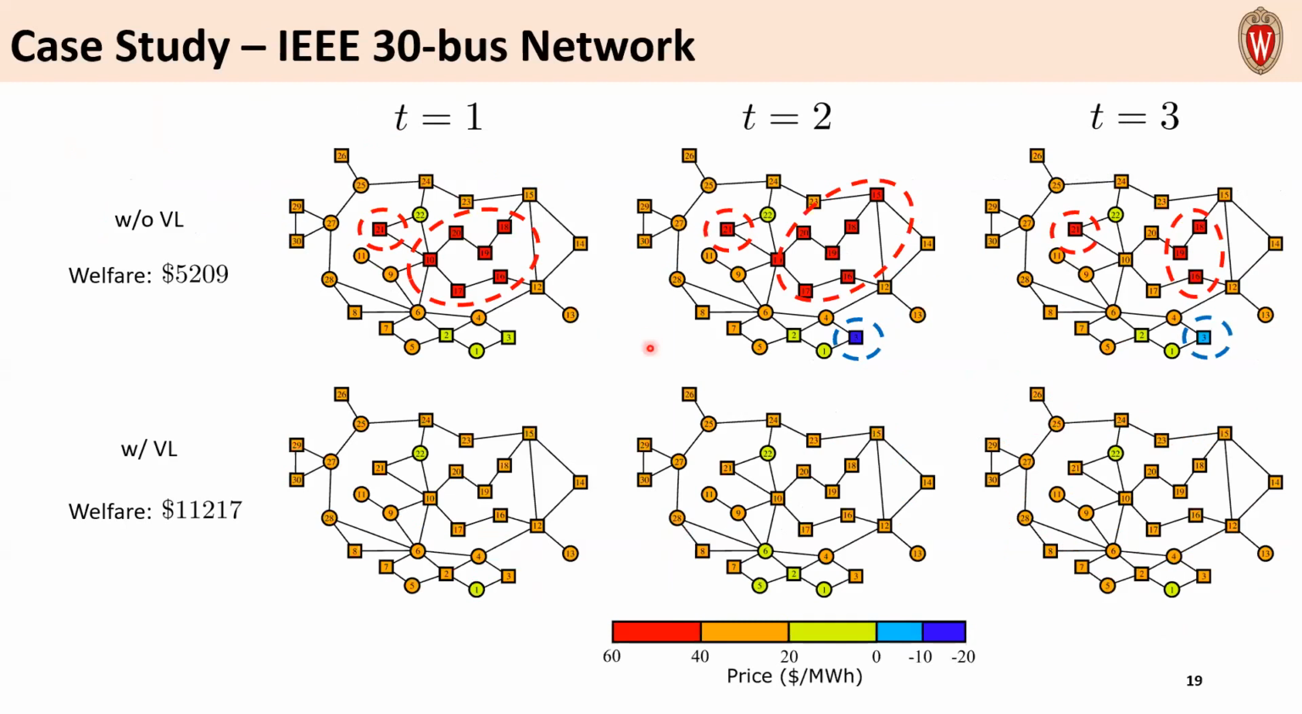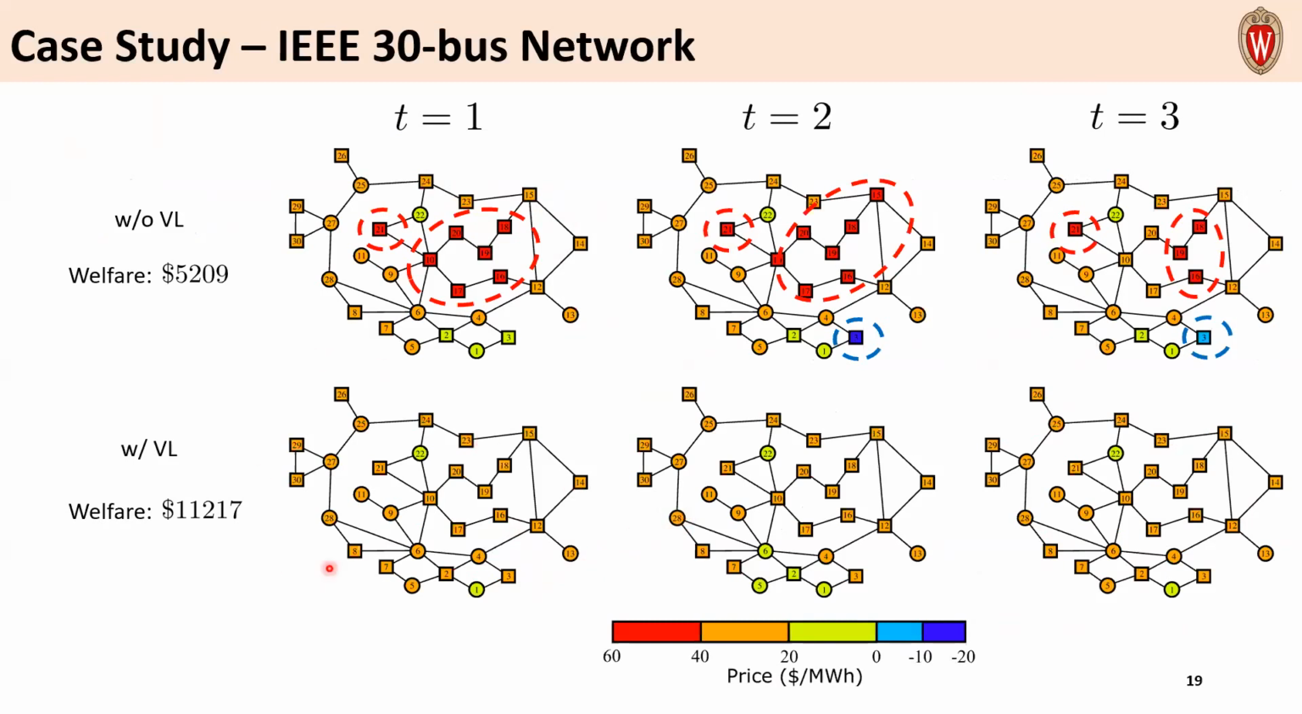In the end, we test the space-time model on the IEEE 30 bus network across 3 time points, with data centers distributed at the 17 square nodes here in the network. We run one scenario on the top with no virtual links, and another scenario at the bottom with both spatial and temporal virtual links. Each pair of data centers has a spatial virtual link at each time point, and then each data center can shift workloads to the next time point.